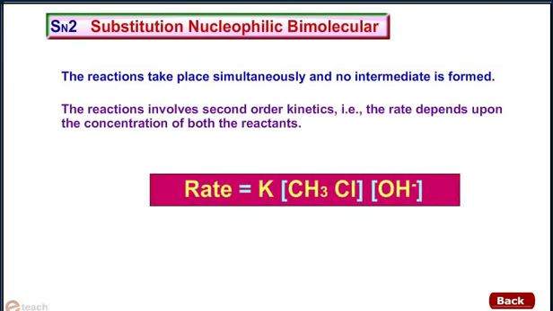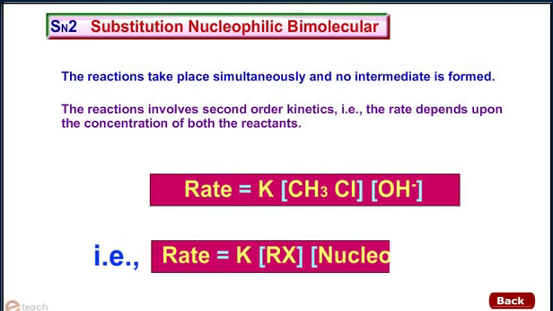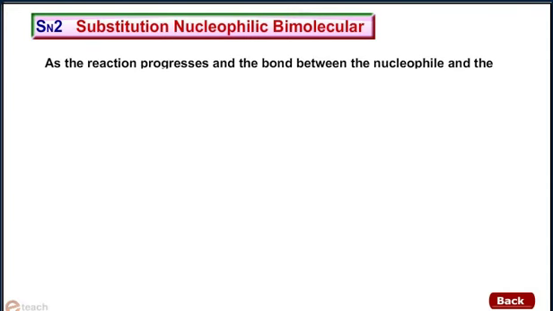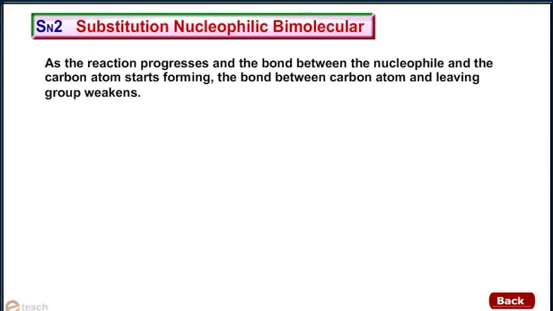That is, rate is equal to k times concentration of CH3Cl multiplied by concentration of OH-. In general form, rate is equal to k times concentration of RX multiplied by concentration of nucleophile. As the reaction progresses and the bond between the nucleophile and the carbon atom starts forming, the bond between the carbon atom and leaving group weakens.